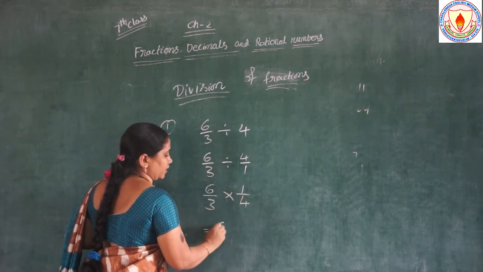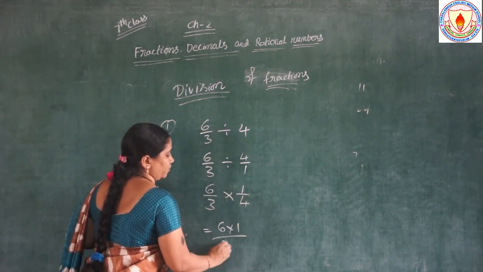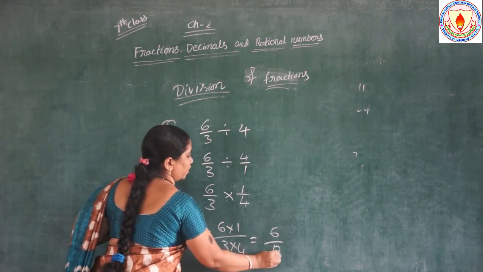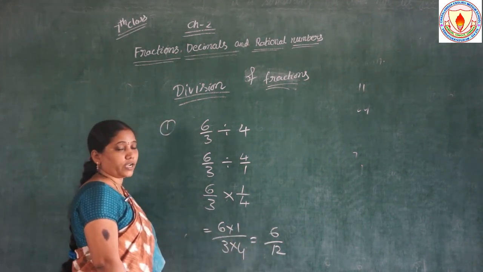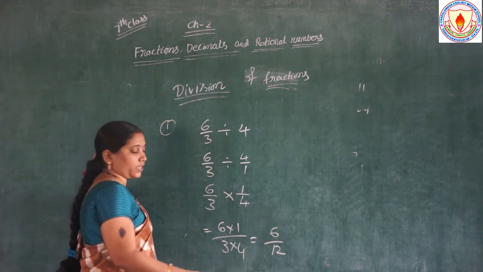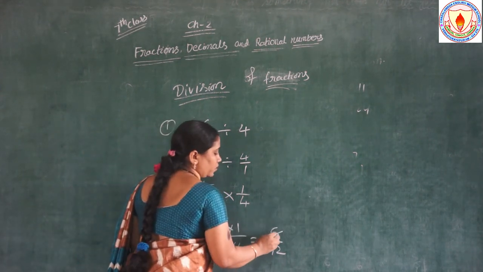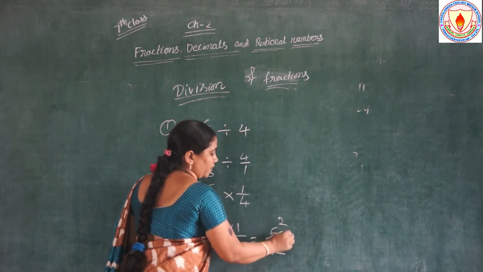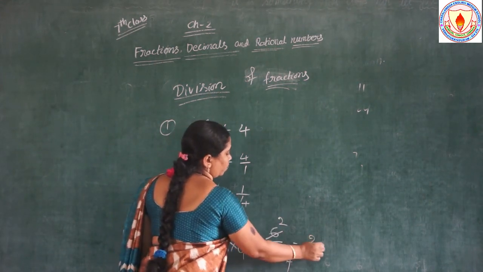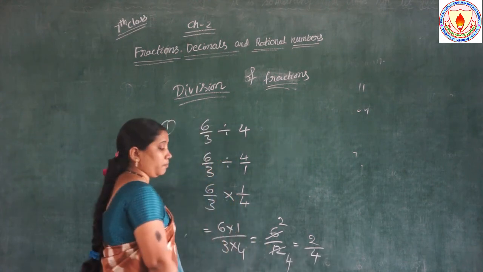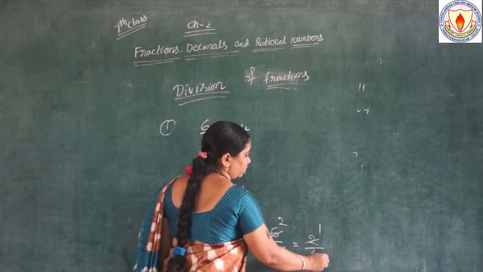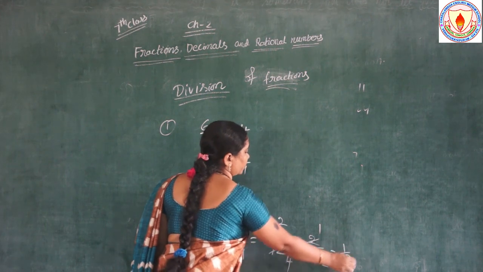4/1 reversed as 1/4, so 6 into 1 and 3 into 4. 6 1s are 6, 3 4s are 12. See, when we observe these 2 fractions, children, 6 and 12 are in the 3 table. In the same table, in the 3 table. 3 table 2 times in 6, 4 times in 12, 2/4. But 2 and 4 are also in the 2 table. 2 table 1 time, 2 times, 1/2.